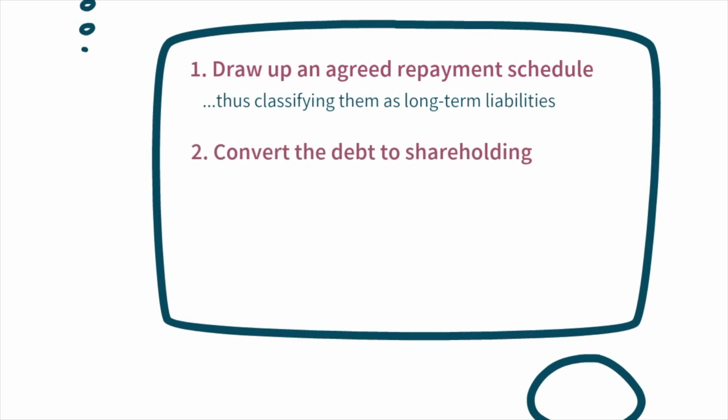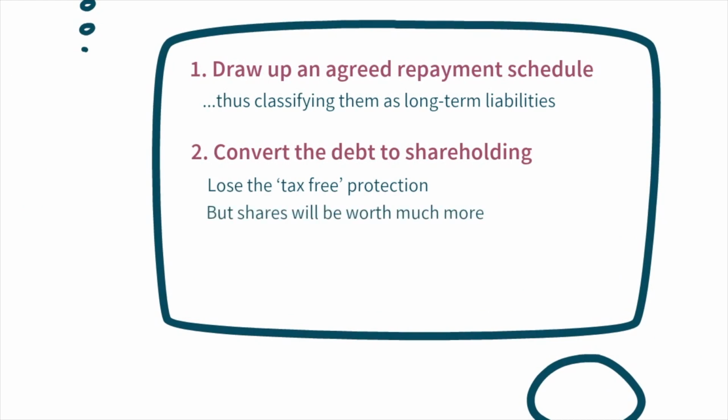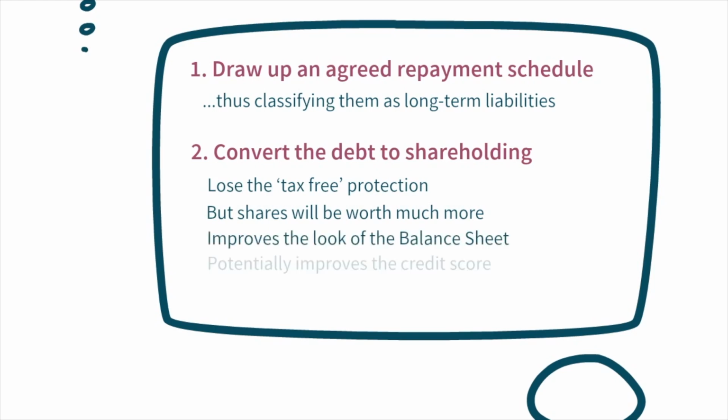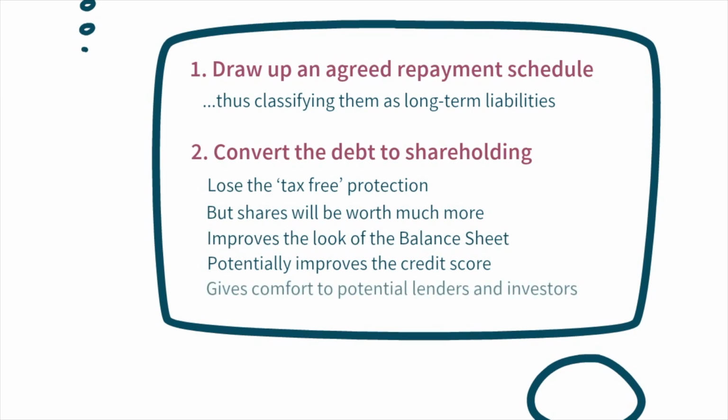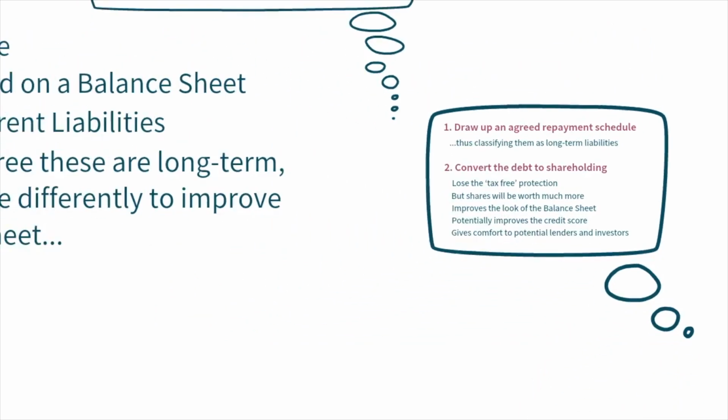This can lose the tax-free protection, but if the business grows in value, the shares will be worth much more in years to come, when they can perhaps be sold. This option improves the look of the balance sheet, potentially improves the credit score, and gives comfort to potential lenders and investors. We regularly recommend this course of action, but only subject to the advice and guidance of your accountant. These actions will both improve the feel of the balance sheet, but the shareholding option more so than the long-term liability option.